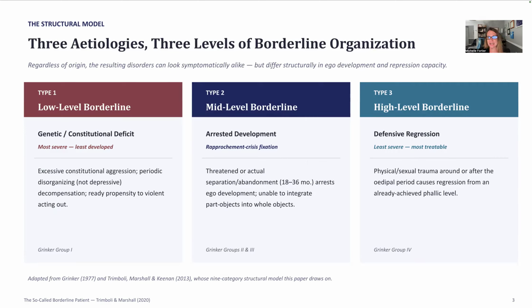The third is the high-level borderline, and this is where the person develops an ego, some sort of ego development. However, there is some sort of trauma that occurs, and because of that, they regress, and then they develop borderline personality disorder.